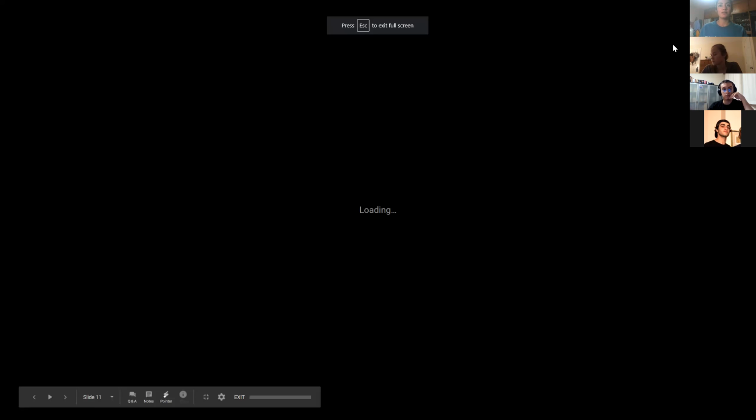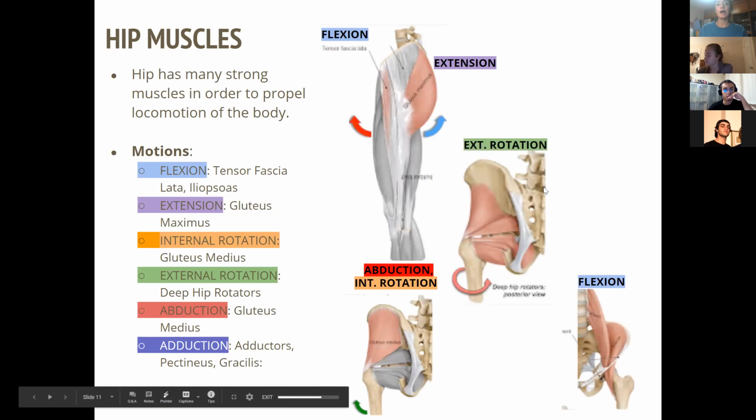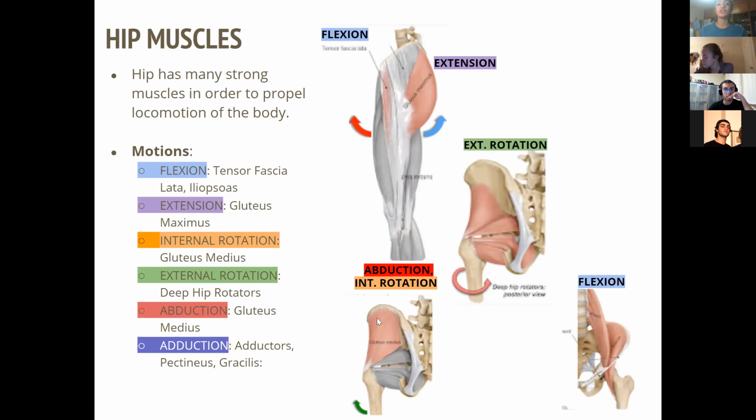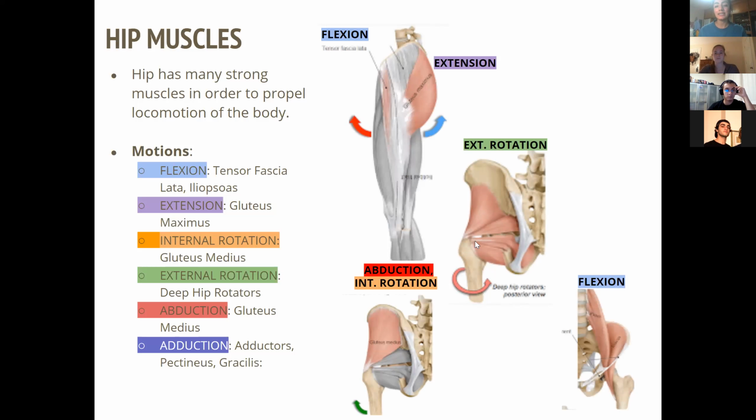Okay, so we did the gluteus medius. Now let's talk about the antagonistic function to that internal rotation. We have these muscles called our deep hip rotators, and this is a little bit more intuitive, I believe. Their attachments actually demonstrate that they would externally rotate, or laterally rotate.